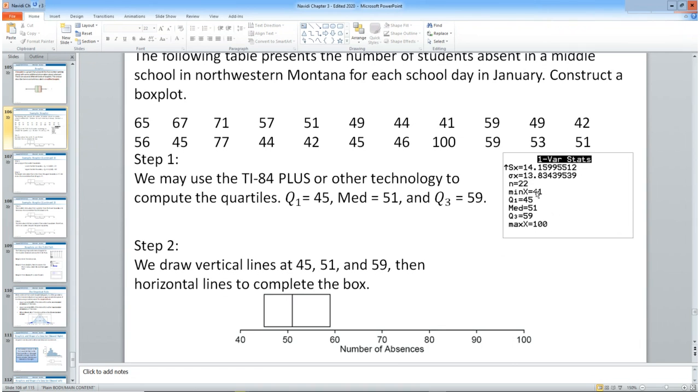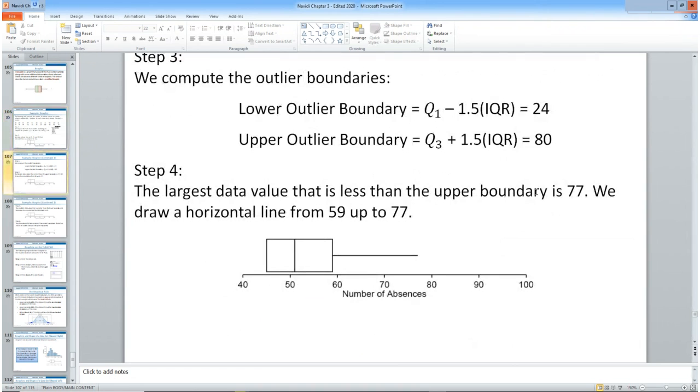All right. So now they can find those boundaries that we were talking about, the ones we just calculated.